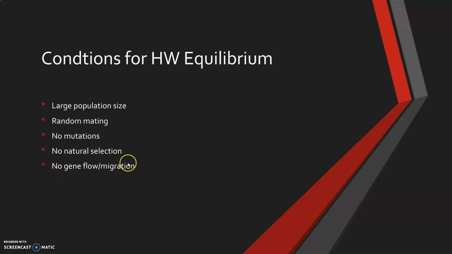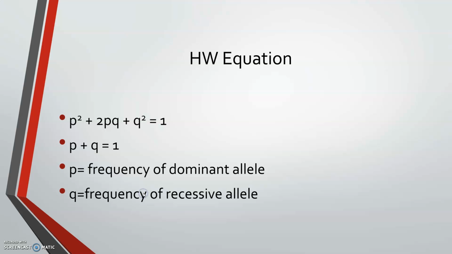No gene flow, no migration. We're not going to be introducing genes into the population. None will be leaving. Again, everything's constant, right? That leads us to the equation and the math that we'll be doing.